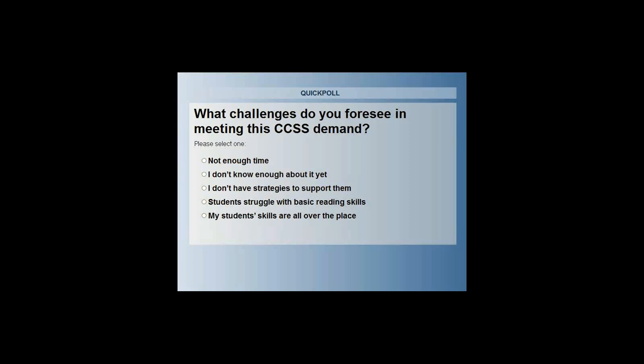Okay, we're getting up there with 70, 72%. Most people are voting here.